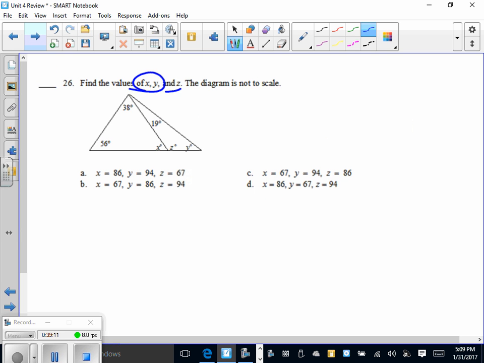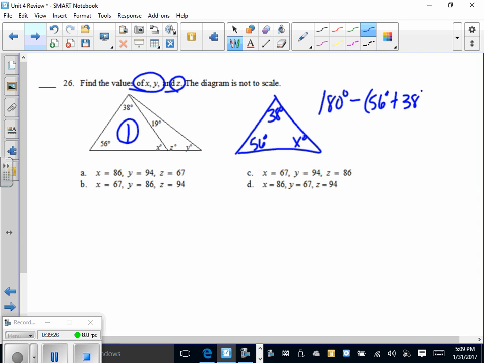Number 26, find the values of x, y, and z. Well, I start off with, if I look at just this triangle right here, 38, 56, and x. I have to add up to 180 degrees. So I add 56 and 38 and subtract from 180. Oops, I did something wrong, must have added wrong. 56 plus 38, subtract from 180 is 86 degrees. So here x is 86, so that means that I can eliminate C and D, because this is x.